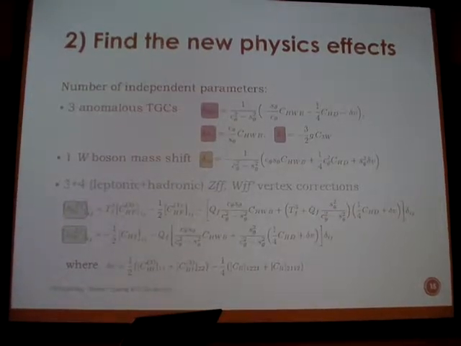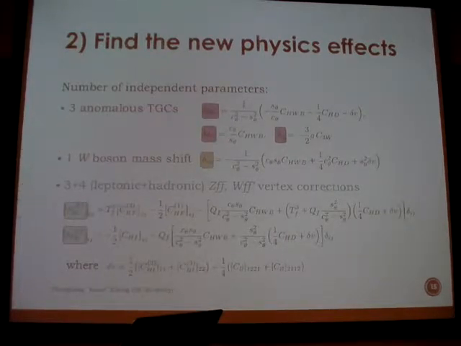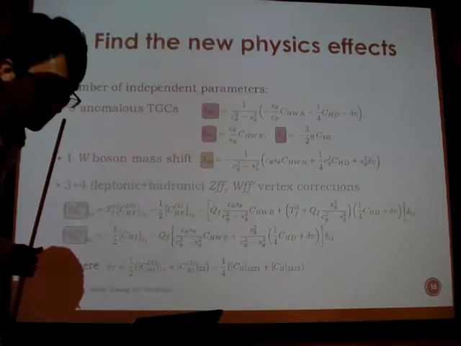So I would like to ask you to keep these numbers in mind. There are 3 anomalous TGCs, and there are 1 plus 3 plus 4 other parameters, and we'll compare their effects in a moment.